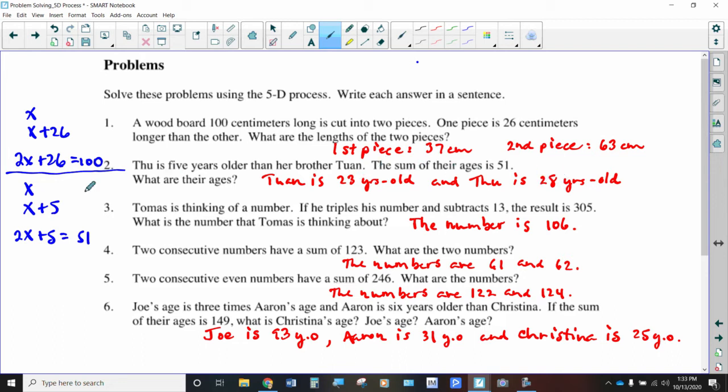And so does this meet our definitions? This is 5 more than this. And the combined total, 23 plus 28, is 51. So that means we've got our answer correct. I'm going to jump forward to problems 4 and 5.